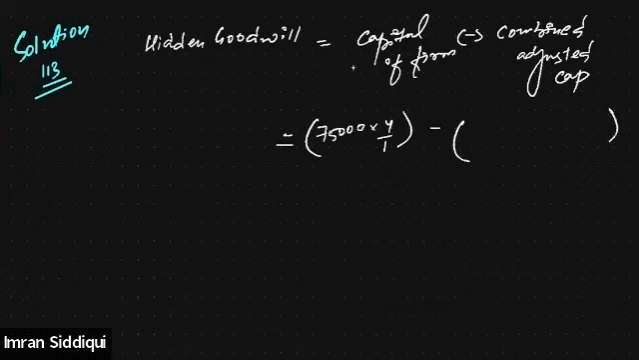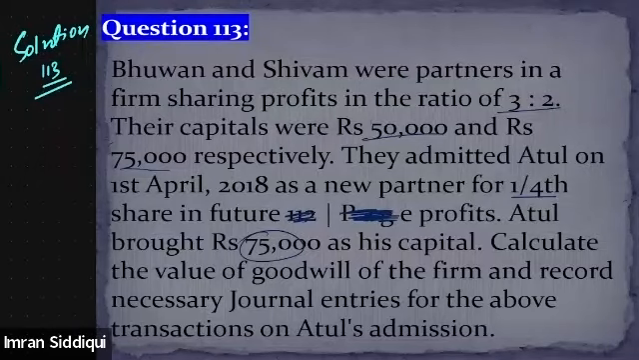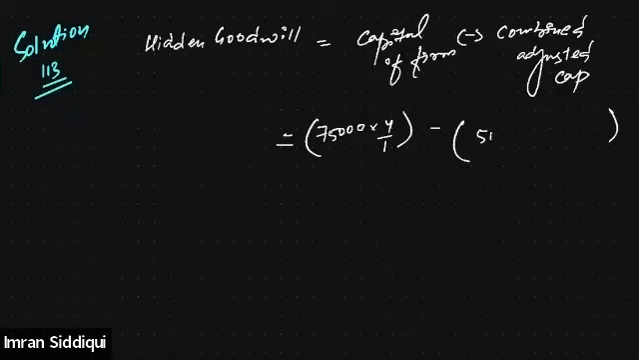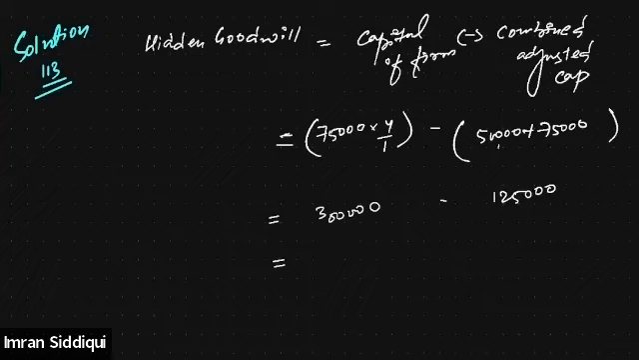And to find out the combined adjusted capital, since in this question again we don't have any profit reserve or loss, we'll simply add the total capital of both the partners, 50,000 plus 75,000. It will be 1,25,000, right? Yes, sir. And by calculating this 75,000 into 4, how much will you get? 3 lakh, I guess. Yes, sir. 3 lakh. Subtracting this, you will get 3 lakh minus 1,25,000, that is 1,75,000, right?